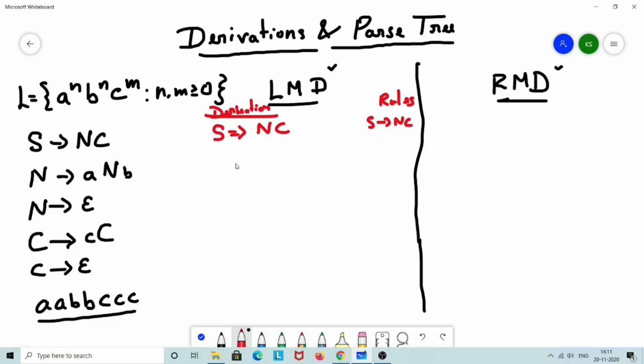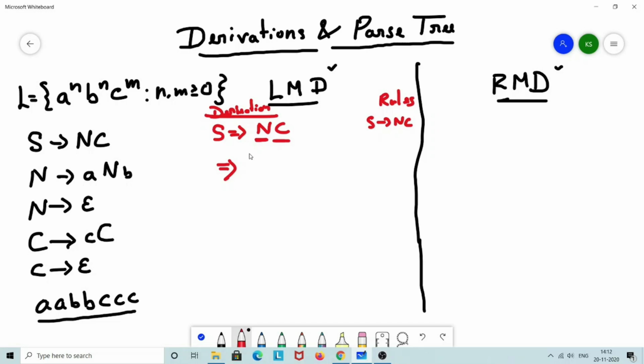Okay, so what is leftmost? Now you want to expand what I obtained here. In this case, I have two non-terminals, right? And if I want to derive this string, then obviously I have to substitute a non-terminal with the right hand side of what this non-terminal gives. Now I have two options here, N and C. So which one do I have to substitute first? According to leftmost derivation, I have to substitute the non-terminal that is leftmost. So among N and C, N is the leftmost.